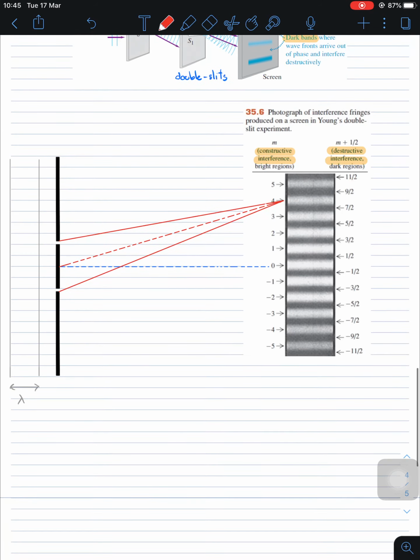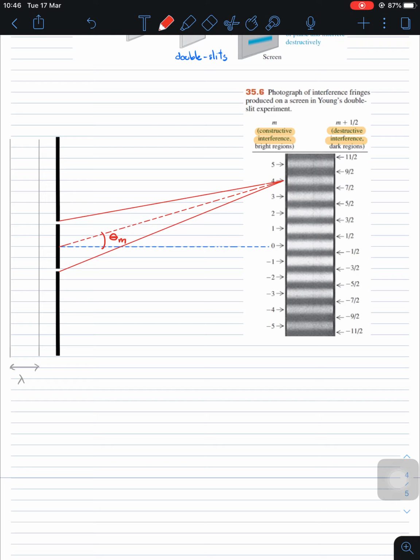If we define this angle to be theta sub m, now this m is going to be the order. For example, this will be the zero order of the bright fringe, this will be the first order, the second, the third, the fourth, and the fifth orders of the bright fringe, etc. Again, we can have the order equal to 1/2, 3/2, 5/2, 7/2, and 9/2 of the dark fringe as well.